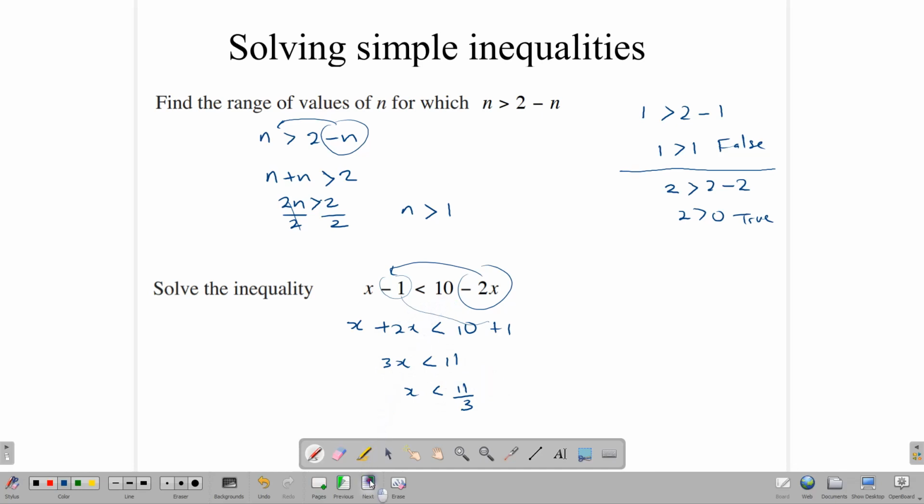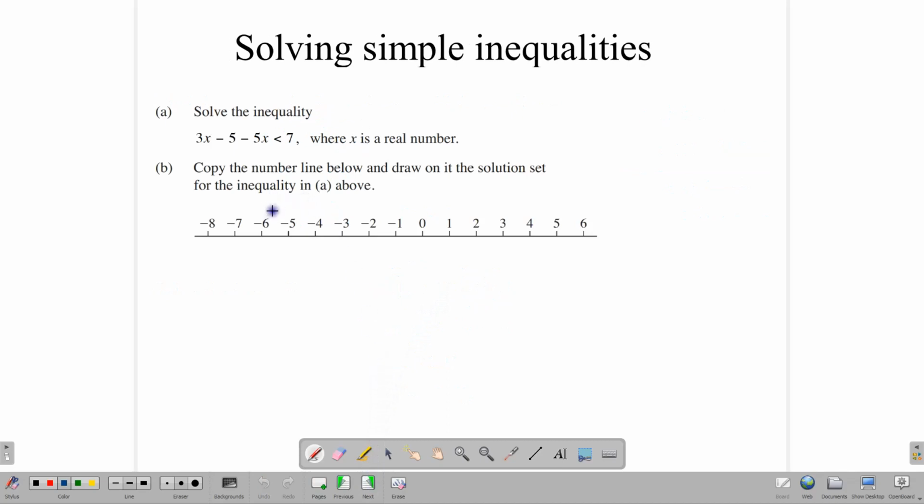So let's look at some other examples. Here we have one that says 3x minus 5 minus 5x is less than 7. So we are going to first solve this, and then part B says copy the number line and draw your solution set on it. So let's write down this first. We have 3x minus 5 minus 5x is less than 7.